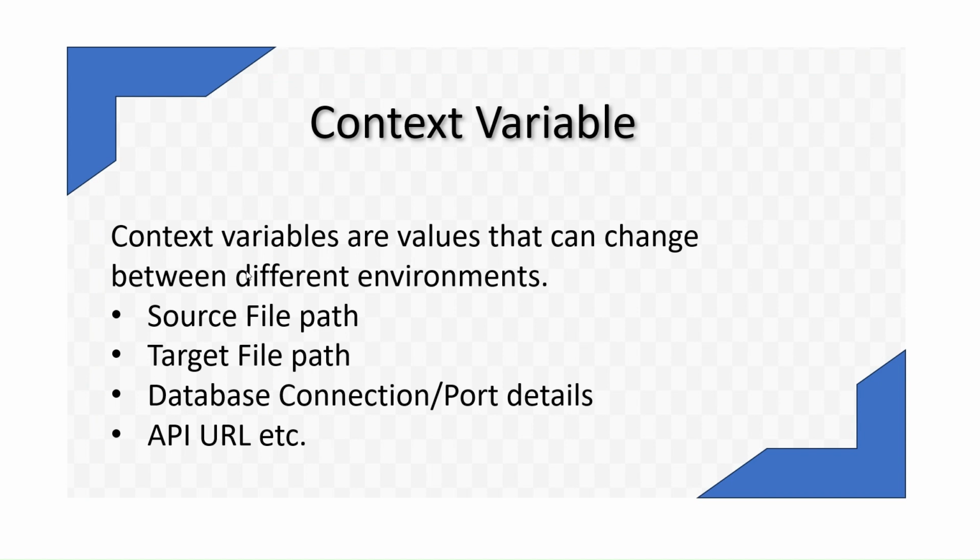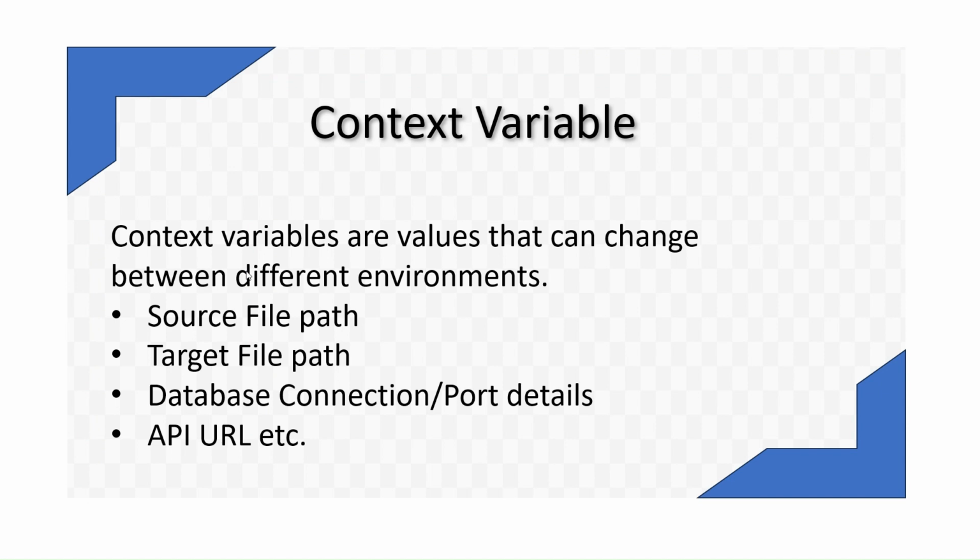What does it mean? Let's suppose we have a source file path and target file path and some database connection details we are using in a Talend job, and we are testing in dev environment. But when we are moving into higher environment like QA or production, we will be using different paths and different connection details. So we have to create our job in such a way that it will take different values without changing the code. So how can we achieve it? We can achieve it using context variables.